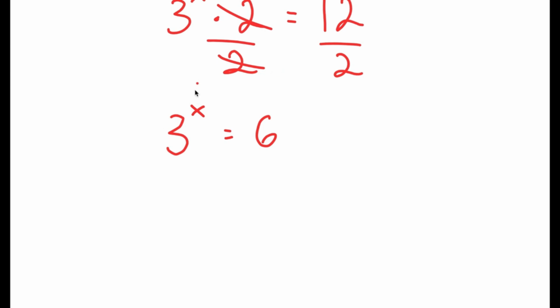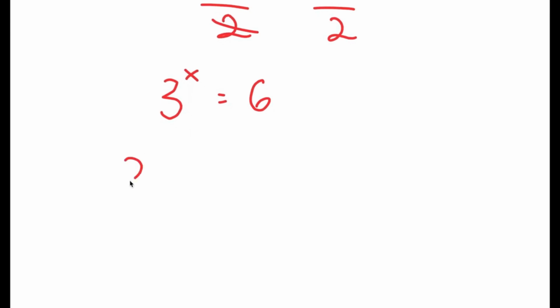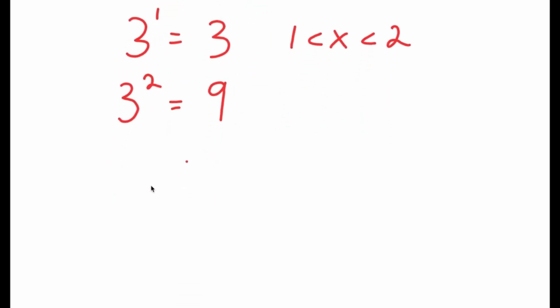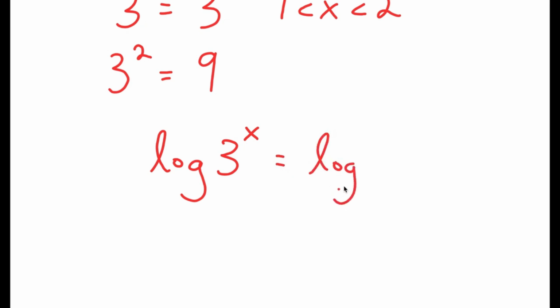To solve this, we know that x is going to be a decimal because 3 to the power of 1 is 3 and 3 to the power of 2 is 9. So x is going to be somewhere in between 1 and 2. We want to find the exact value of x. So how are we going to do that? Well, I'm going to first start by taking the log on both sides. So I get log 3 to the power of x is equal to log 6.